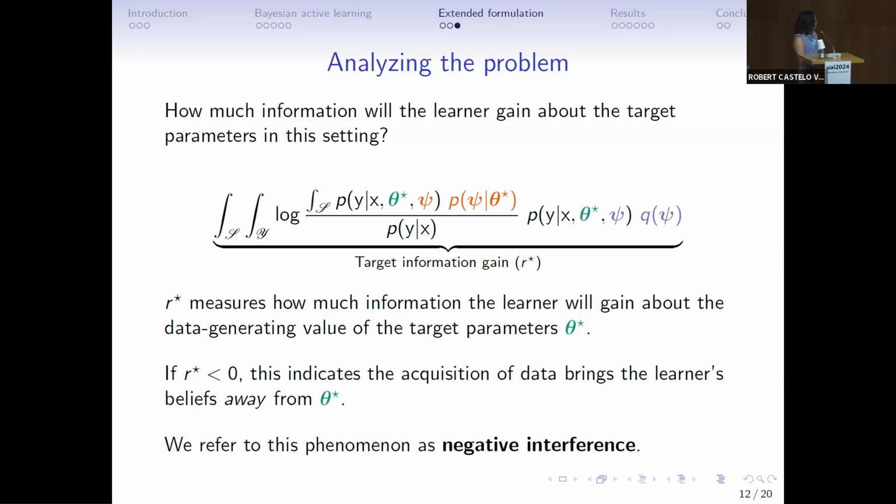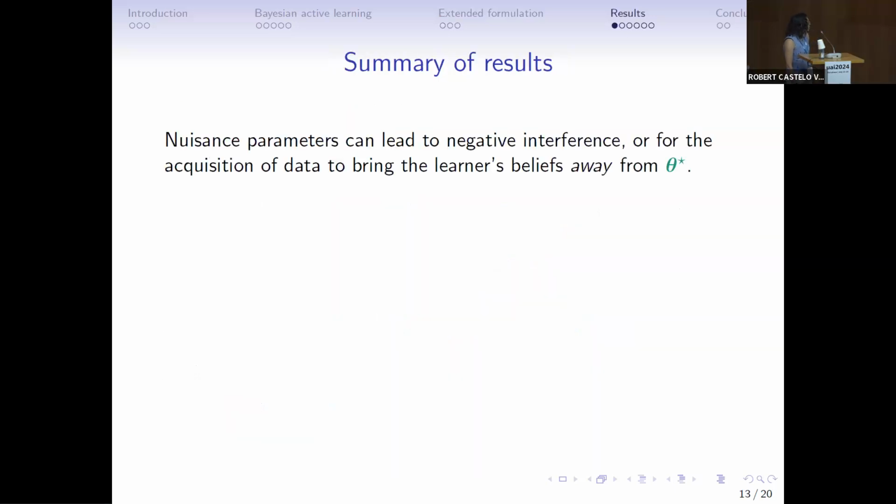If this happens, we refer to it as negative interference. And so what the theoretical results in the paper do is they take this quantity and ask questions about it, like when can it go below 0? How far below 0 can it go? Before I get to those results, I'm just going to summarize what they're going to say.